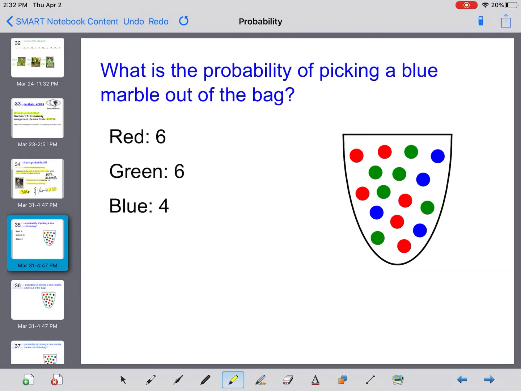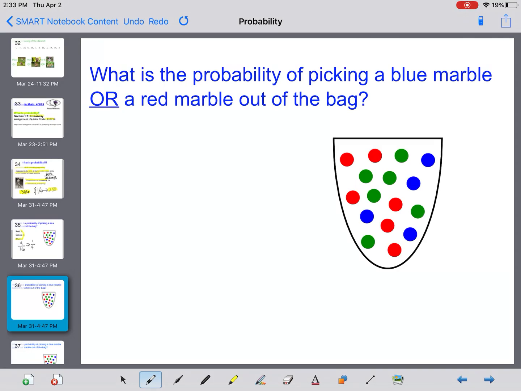So what is the probability of picking a blue marble out of the bag? Well, we have 4 blue marbles, so we'll write 4, because that's the cases we're trying to find, out of the total. Well, now we have 6, 6, and 4. That's going to be 16 possible outcomes. There's 16 marbles in the bag, and we're trying to see if we can pick 4 of them out. Okay, and we can always reduce this. 4 divided by 4 is 1, 16 divided by 4 is 4, so 1/4.